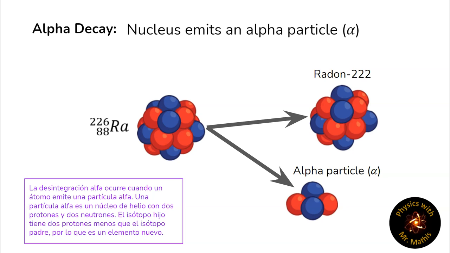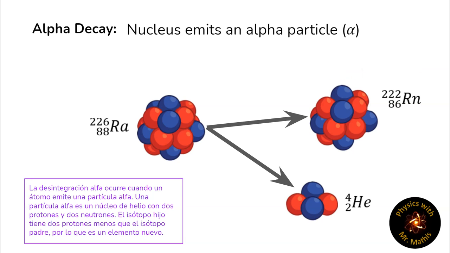The isotope notation for the radium nucleus shows us that there are 226 nucleons, so the atomic mass number is 226. And the atomic number is 88, so there are 88 protons. For the alpha particle, we can see that it's actually a helium-4 nucleus, that's what an alpha particle is, with 2 neutrons and 2 protons, so a total of 4 nucleons. And the radon nucleus has 222 nucleons and an atomic number of 86.